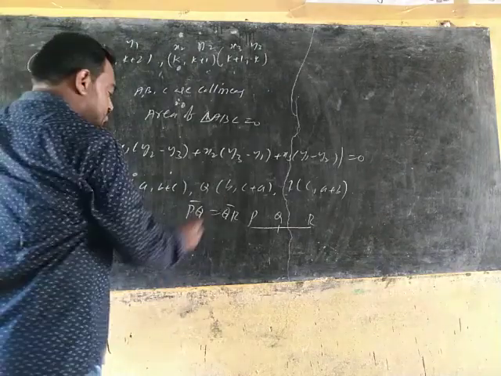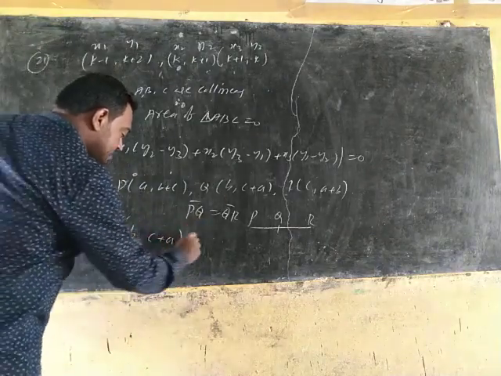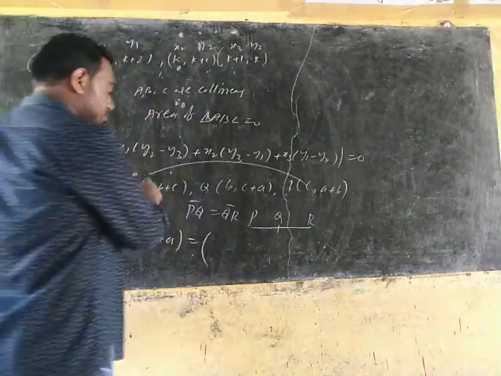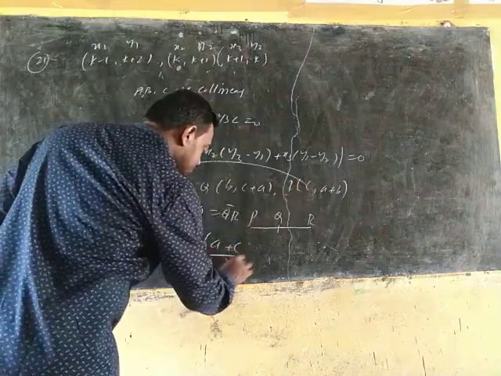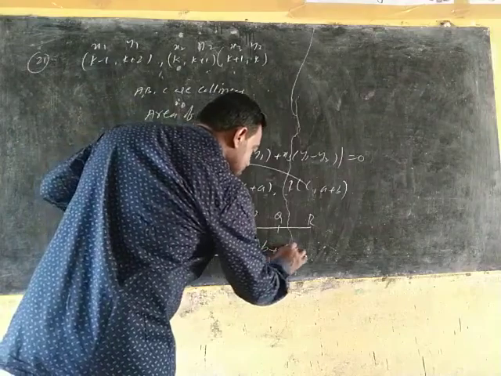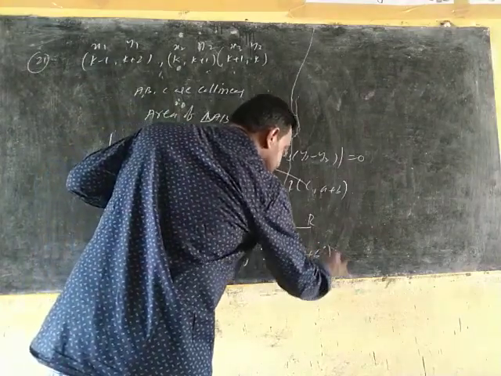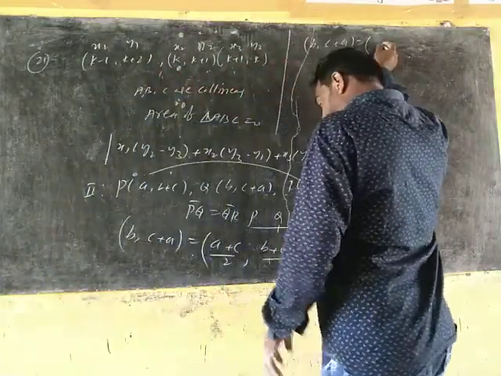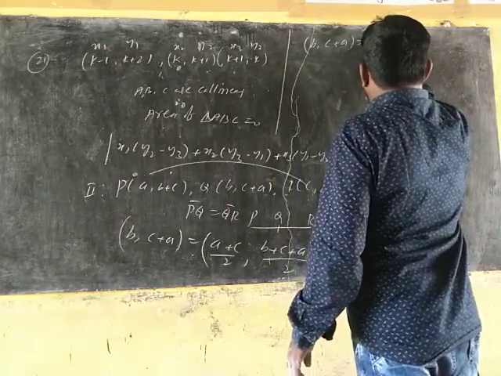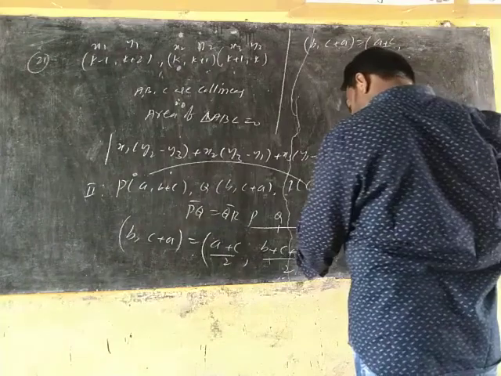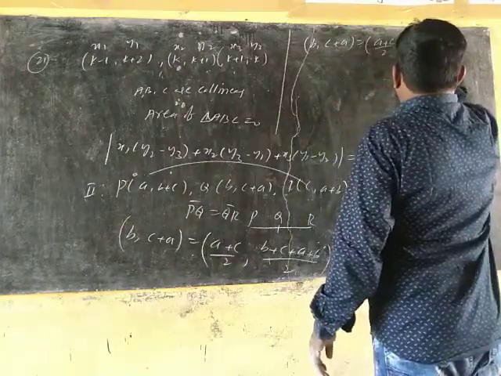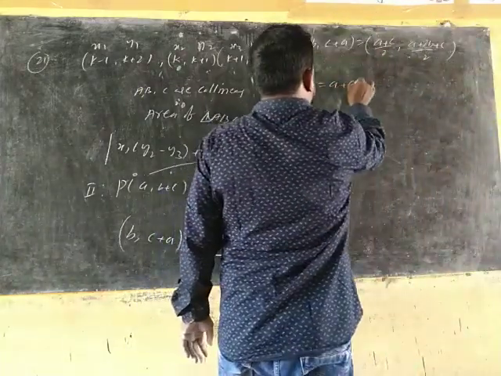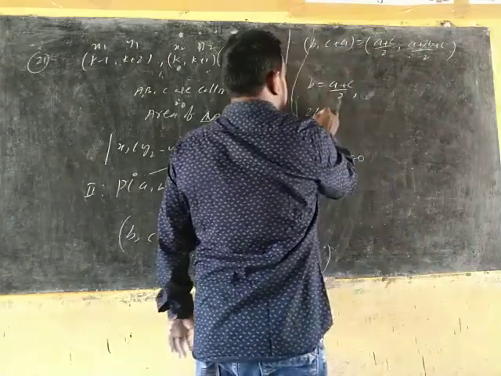So Q (b, c+a) is equal to the midpoint of P and R. Midpoint formula: (x1+x2)/2, (y1+y2)/2. So (b, c+a) equals ((a+c)/2, (a+2b+c)/2). Now equate: b equals (a+c)/2, that means 2b equals a plus c.